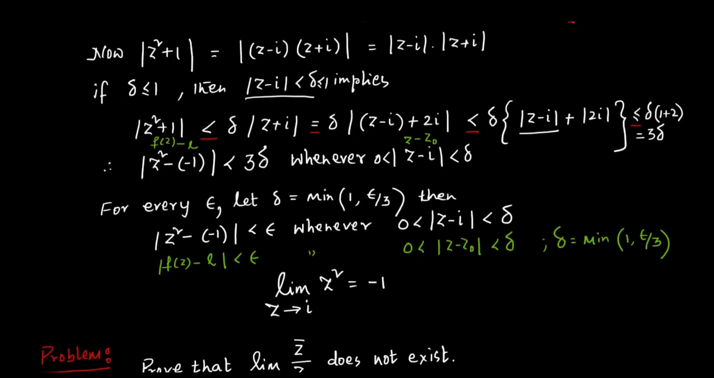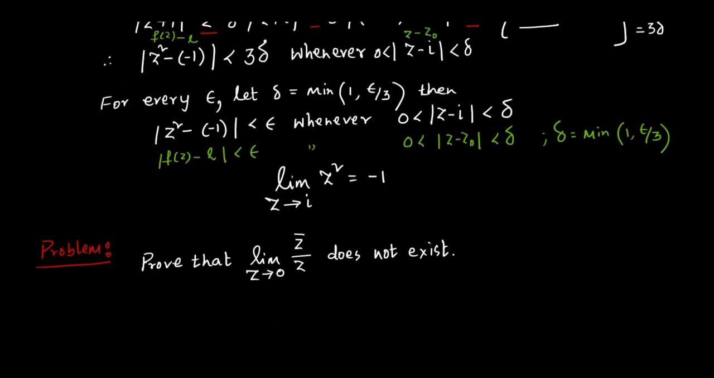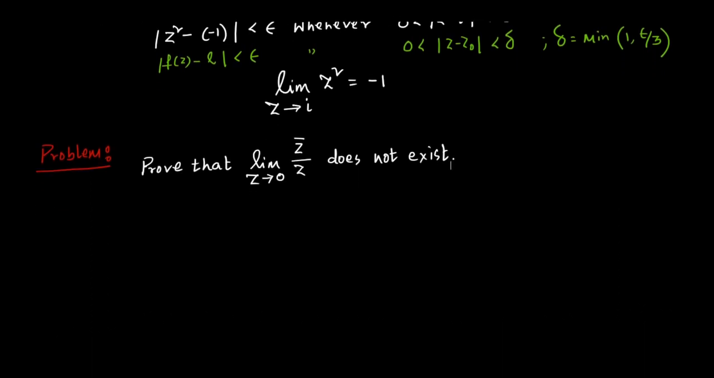The problem is: prove that the limit as z tends to zero of z bar, that means the conjugate of z, divided by z, does not exist. So let us solve it. It's a very simple problem. If the limit is to exist, it must be independent of the manner in which z approaches the point 0.